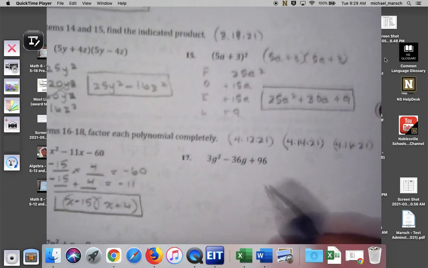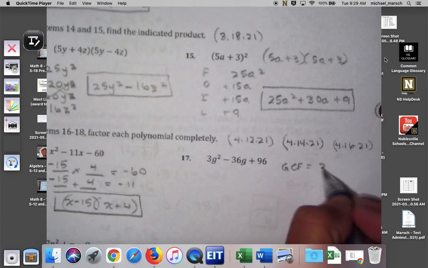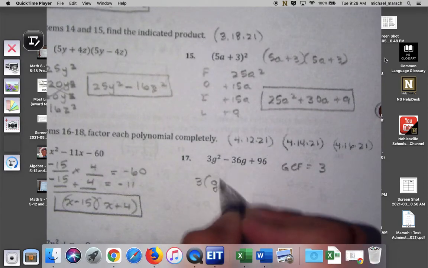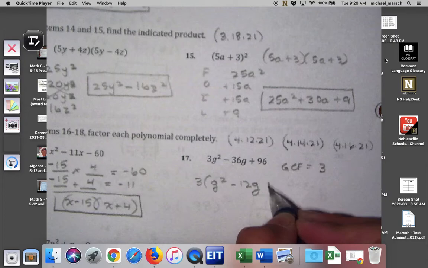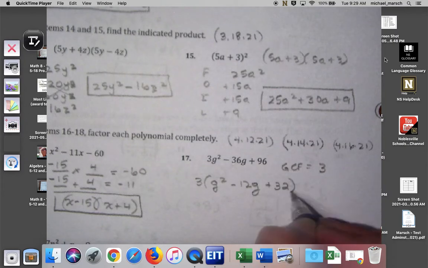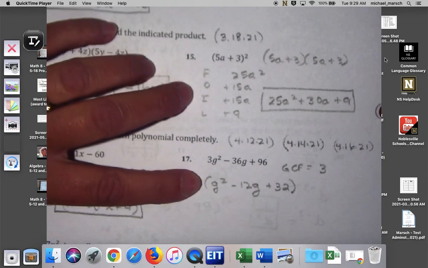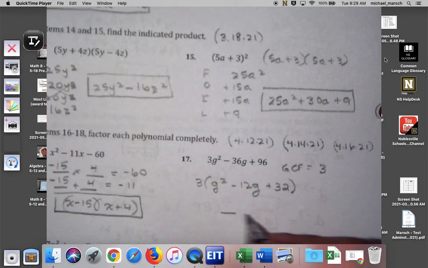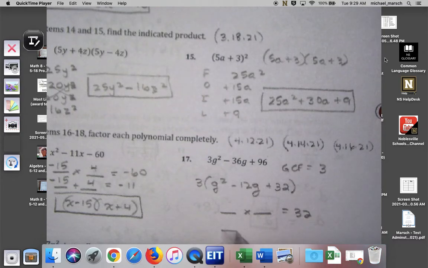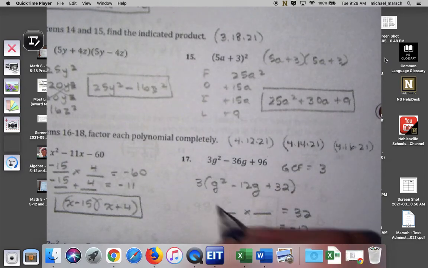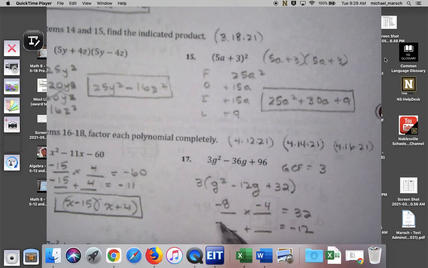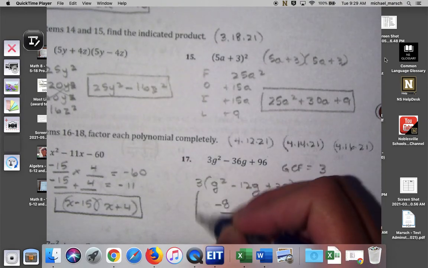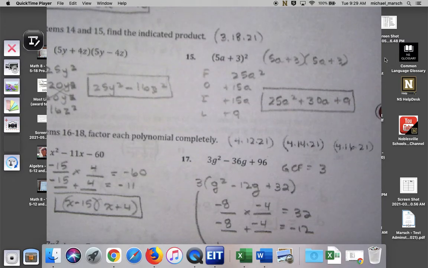Number 17 has a greatest common factor, which is 3. So I'm going to get 3 times g squared minus 12g plus 32. Now I'm going to ignore that 3, and I'm just going to factor this. So what times what equals 32? What plus what equals negative 12? So what you end up getting is negative 8 and negative 4 meet both of those requirements. So I get x minus 8 times x minus 4, and then I have to bring this 3 down for my final answer.